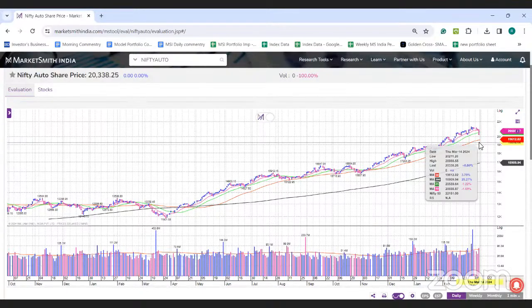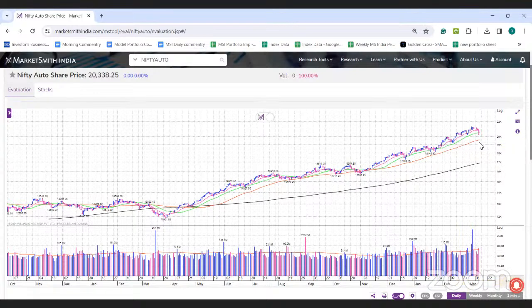reclaimed. So the auto sector is trading, considering today, 4.5% above its 50 DMA.